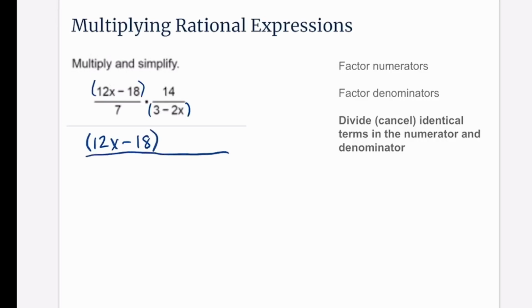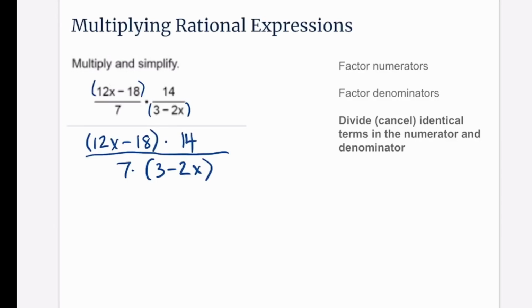So I like writing one big fraction. That's going to be multiplied by 14. That's your entire numerator. Your denominator is 7 times the 3 minus 2x. So we have 12x minus 18 over 7 times 14 over 3 minus 2x. I can write all the numerators together, as long as I use those parentheses, and all the denominators together.